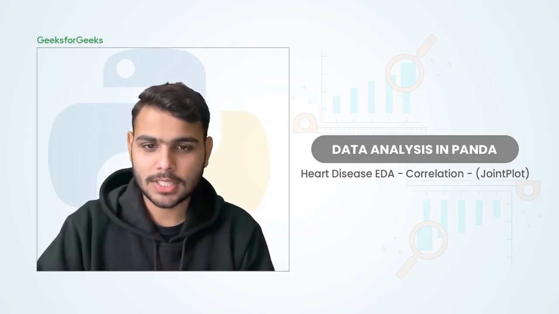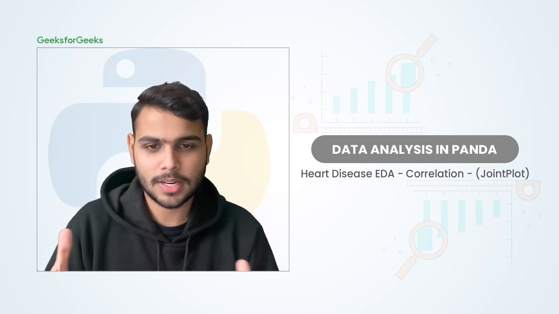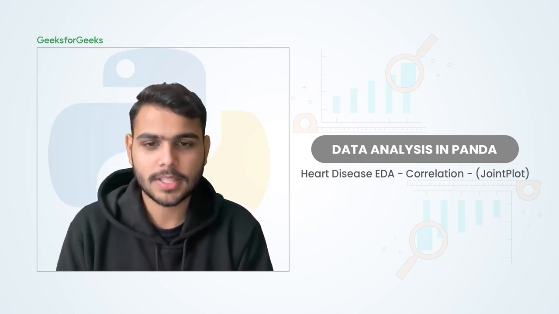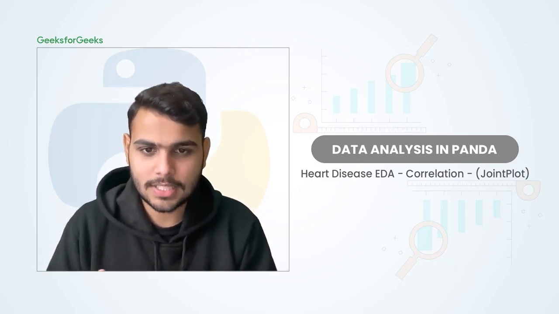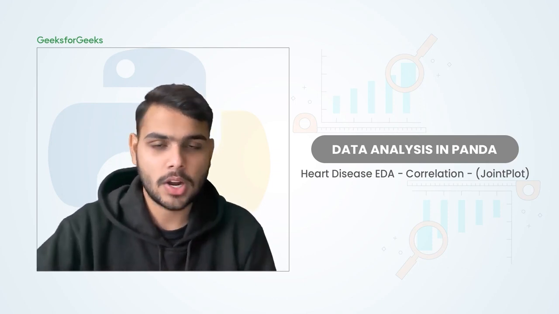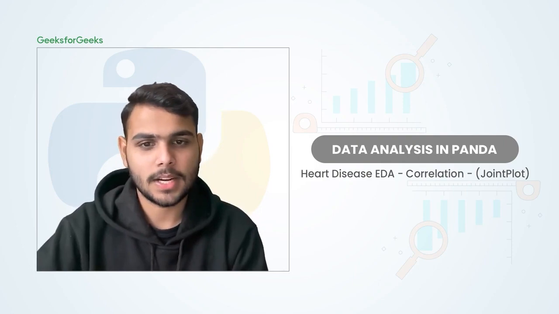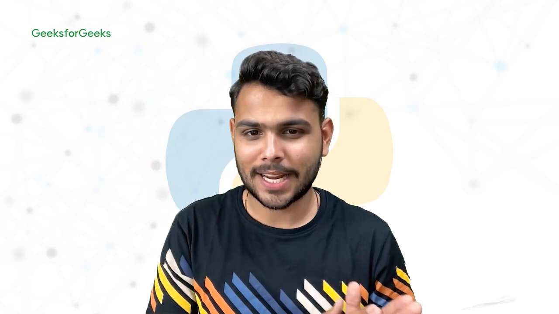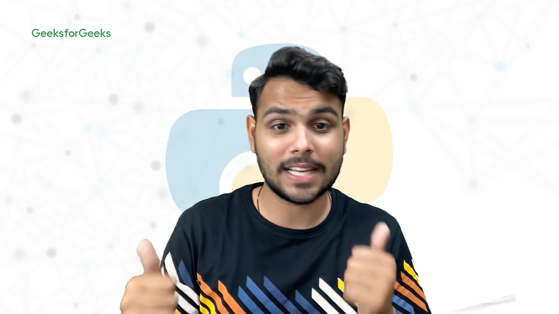So I'm hoping you are clear with the concept of how we can plot the pair plot, where we are having all the possible graphs, how we can find the correlation between them, how we can see which graph we should take, and what insight I can find from those particular data sets or plots. So this is an end-to-end project that we have done on heart disease analysis.